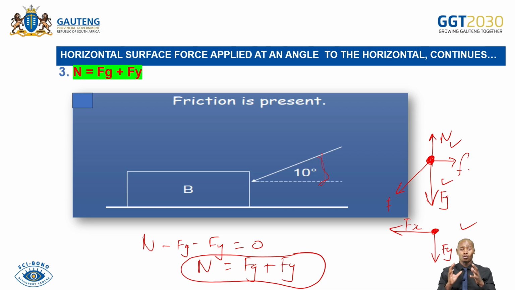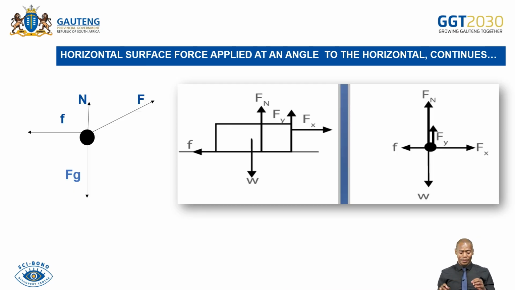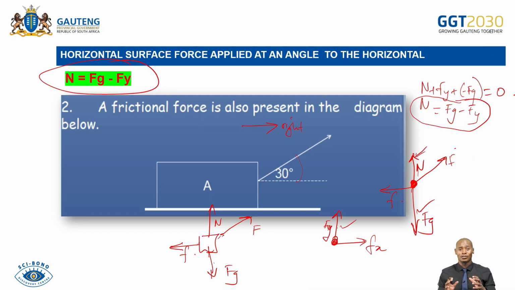So if there are only two vertical forces, and those two forces are at equilibrium, if one force is 50 newtons, the other one is also going to be 50 newtons, but in the opposite direction. Hence, we said your normal force will be equal to mg in that case. Okay, here, a force is applied at what? At an angle. So this object is pulled on the horizontal surface by a force of 30 newtons at an angle to the horizontal.